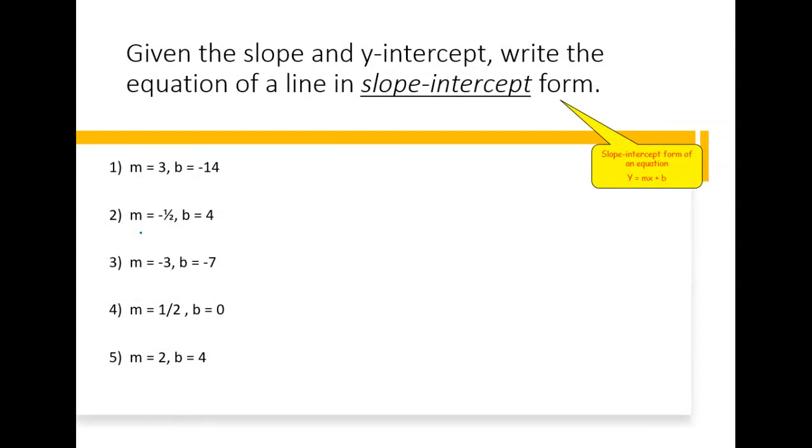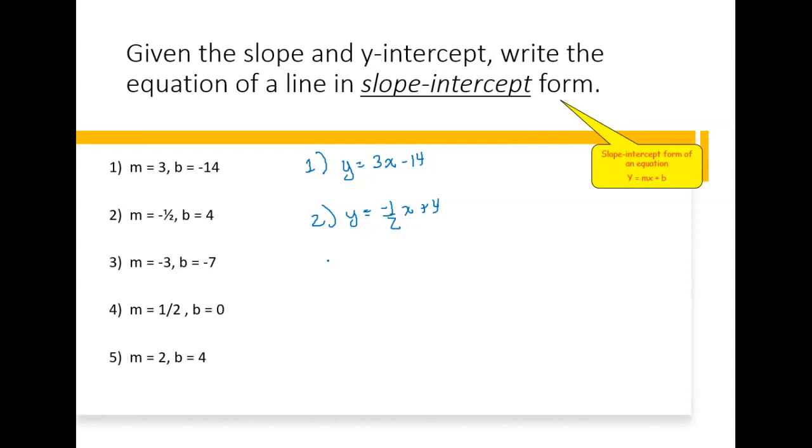Okay, so here's another example. We won't do all of these, but it's the same thing. So given the slope and y-intercept, write the equation of a line in slope-intercept form. That's y equals mx plus b form. So let's do 1. So 3x minus 14, mx plus b. Number 2, -1/2 x plus 4. And I'm done.